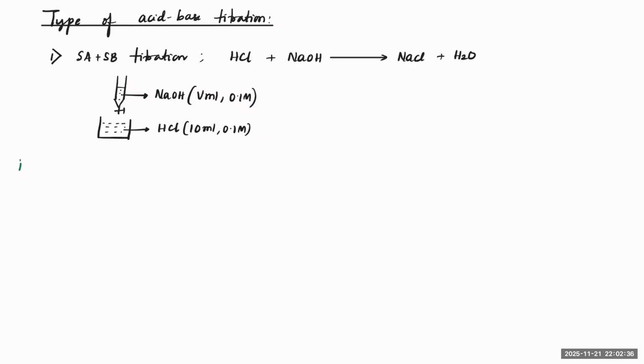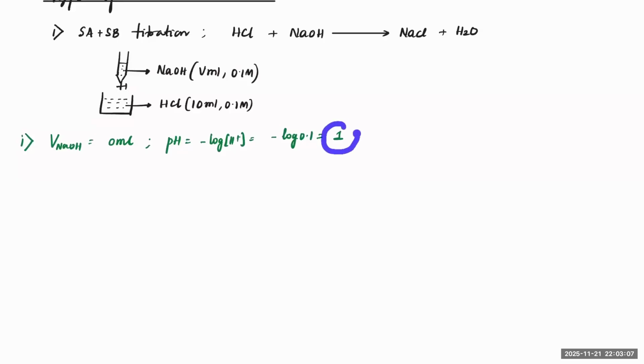First, let us assume the volume of NaOH is 0 ml. 0 ml means at the start of the titration, just before the start of the titration. What is the pH of the solution? pH of the solution will be minus log of H plus concentration. And because it is a strong acid, the H plus concentration is minus log of 0.1, because only HCl is present at that point of time. Hence, pH is equal to 1. Clear? So we got the first point, that is pH is equal to 1.